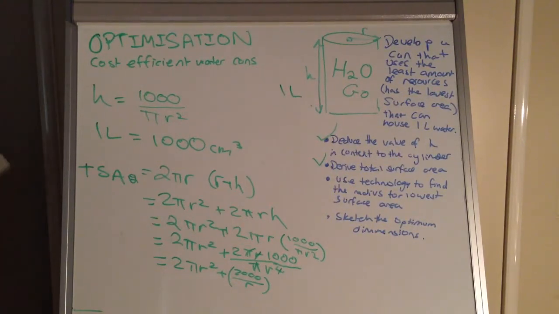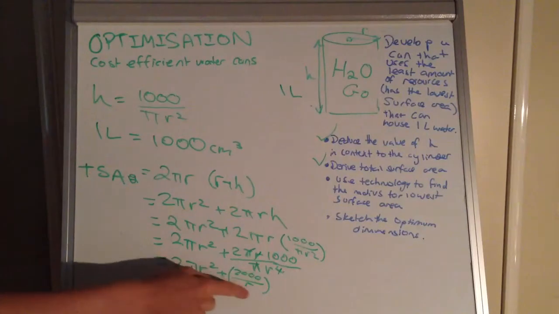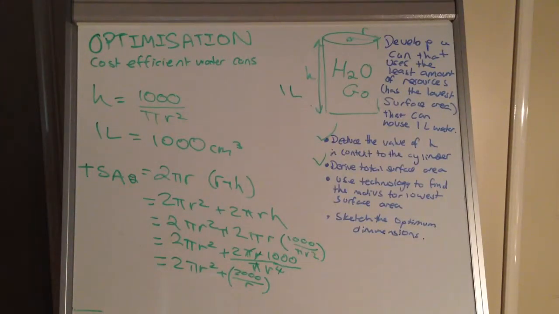So our input value is going to be r, so those are going to be like x values when we put them into the calculator. And our total surface area is the output. It's a consequence of changing the radius. So because of that, the total surface area is going to be y. So we can graph this in a calculator as y equals 2 pi x squared plus 2,000 over x.